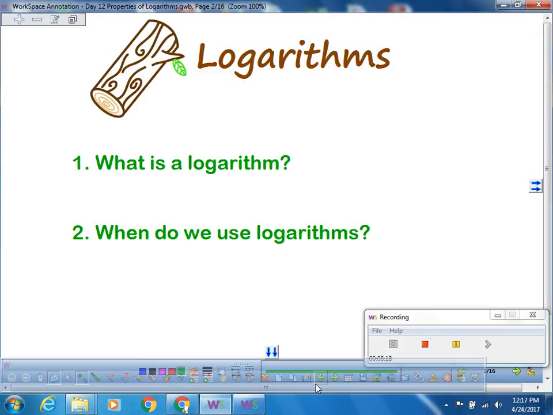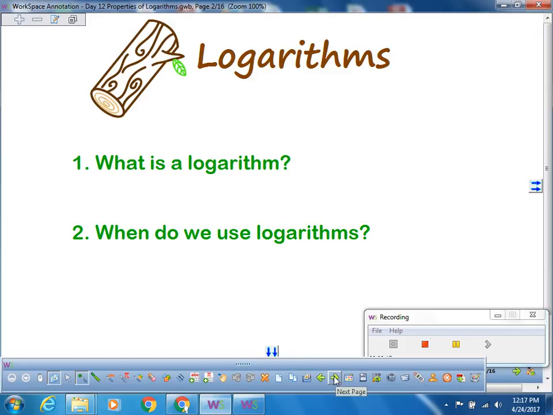What is a logarithm? It's undoing an exponent, right? It's the inverse of an exponent. Same as undoing, right? So when do we use logarithms? When there's no common bases, right? If there's no common base, we have to undo the exponent. We turn it into a logarithm.